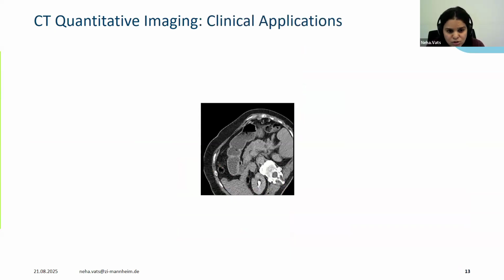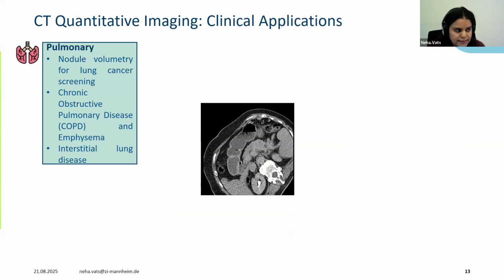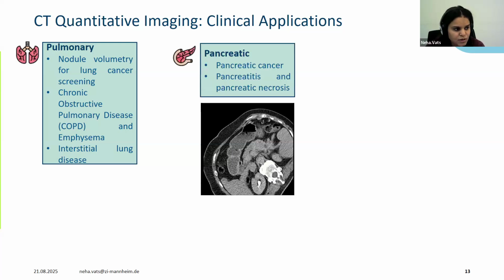So clinical applications of CT quantitative imaging, it has various clinical applications almost all over our body. I'll start with pulmonary. In the lungs, it helps in nodule volumetry for lung cancer screening. The main application is chronic obstructive pulmonary disease, COPD, or in case of emphysema. It also helps in interstitial lung disease diagnosis.